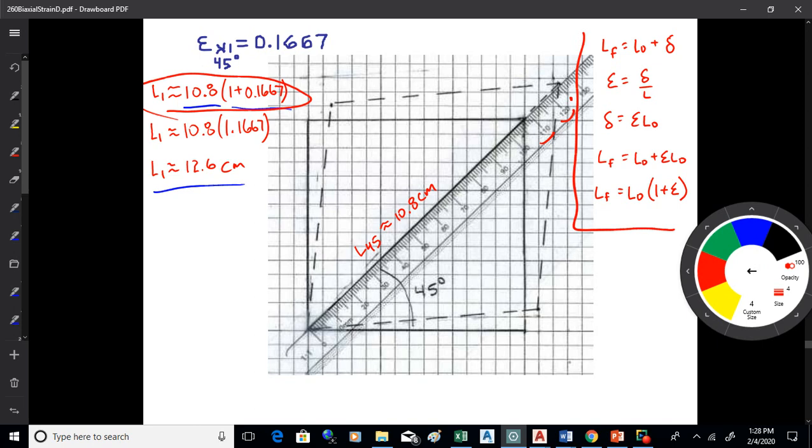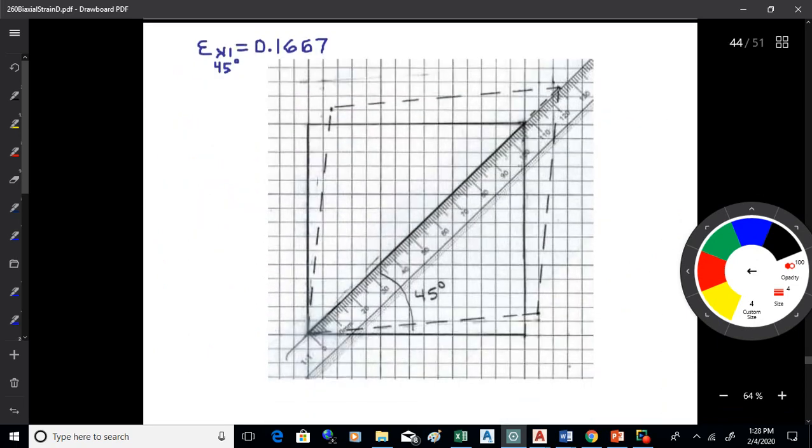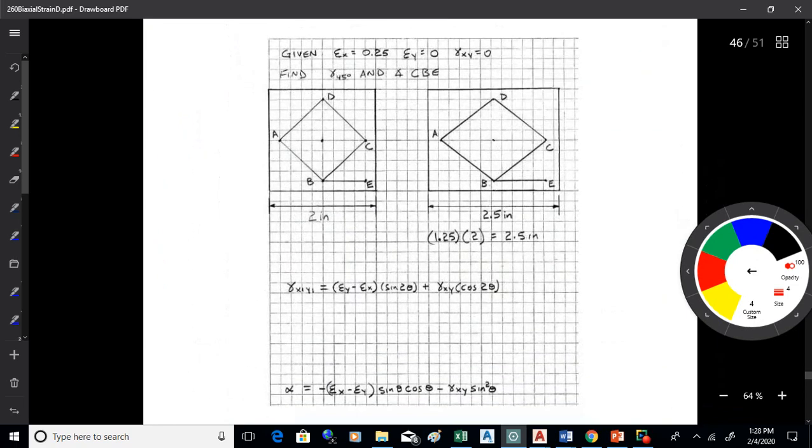So there you go. So at 12.6 centimeters on the diagonal, that worked out pretty well, okay? Questions on that? We good? All right. So that was fun. Let's try it again here.